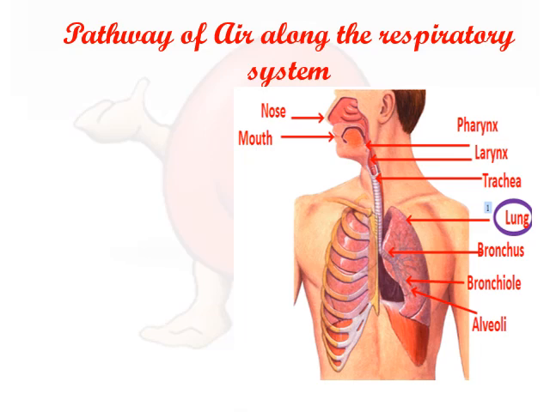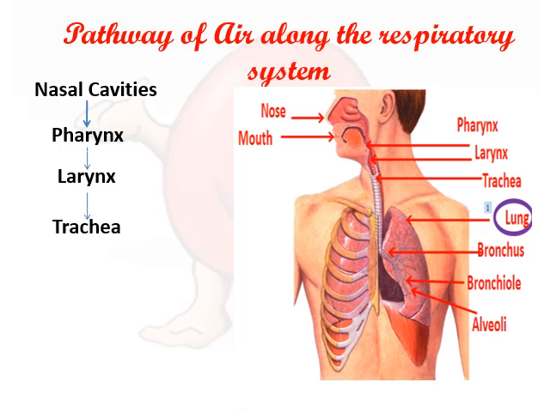Here we have the pathway of air along the respiratory system. This one you have to study. First we have the nasal cavities. Second we have the pharynx, larynx, trachea, bronchus, the bronchioles, and finally the alveoli.